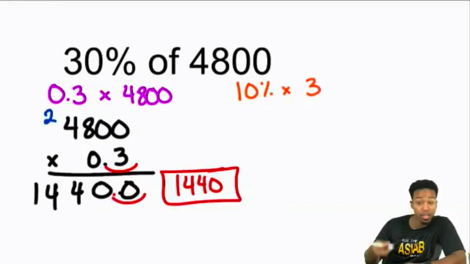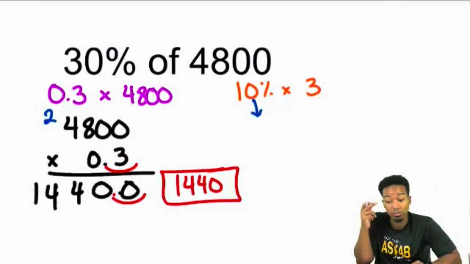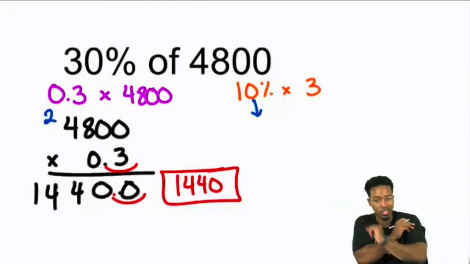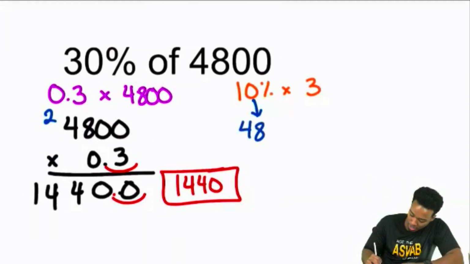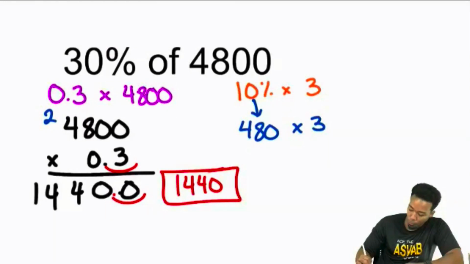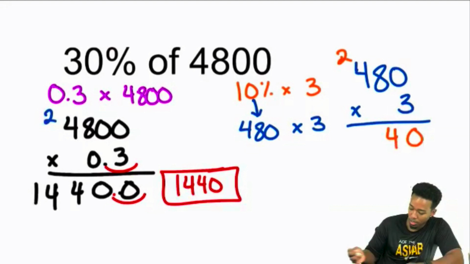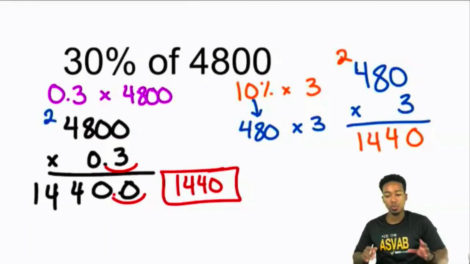Or we can also see 10% times 3. So we know that 10%, everybody, what is 10% of 4,800? 10% is dividing by 10, just move it over one time. So that's 480 times 3. So if you think about it that way, we have 480 times 3, and we put in that work, and we get 0 times 3, 0. 8 times 3, 24. Carry the 2, 4 times 3 is 12. Carry the 2, 14. So notice the difference between these two problems, everybody.